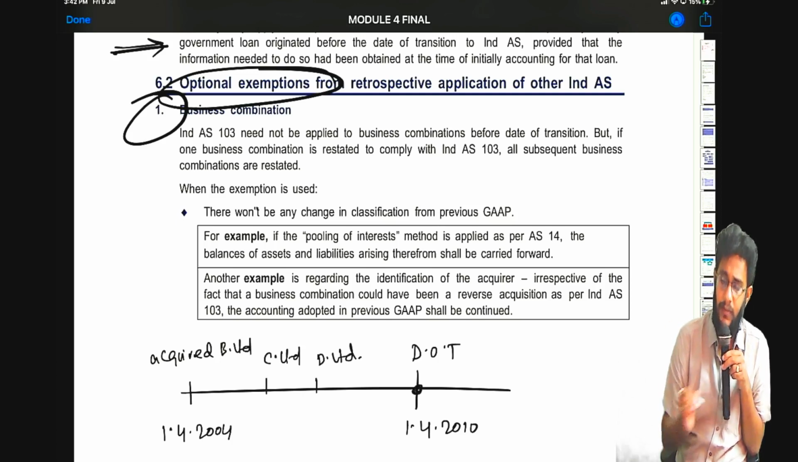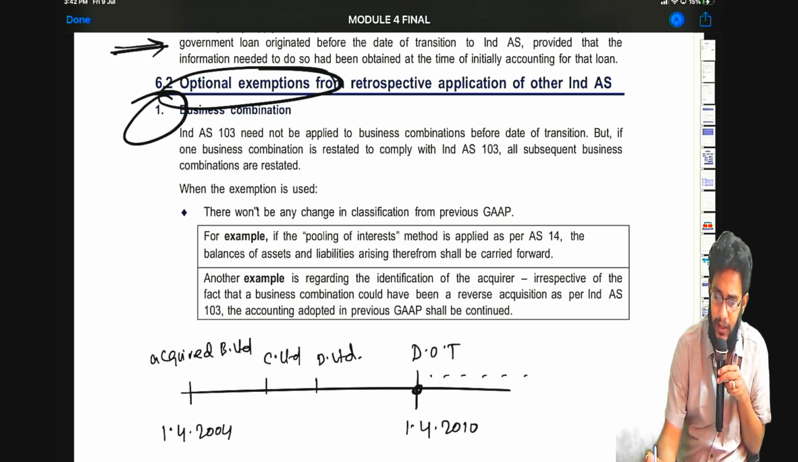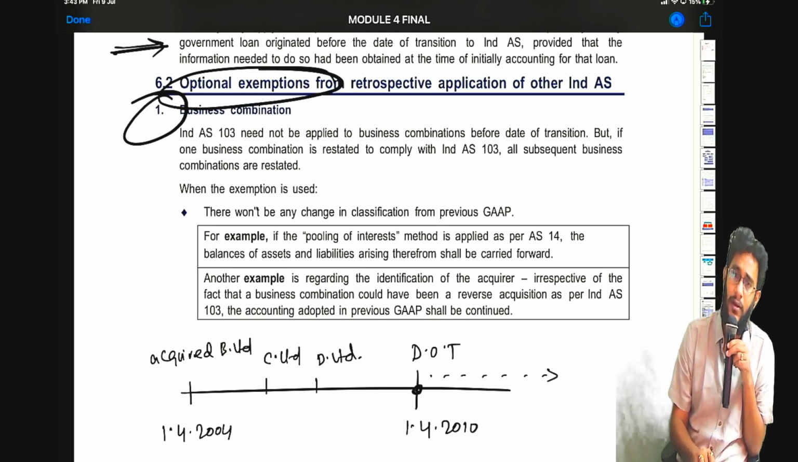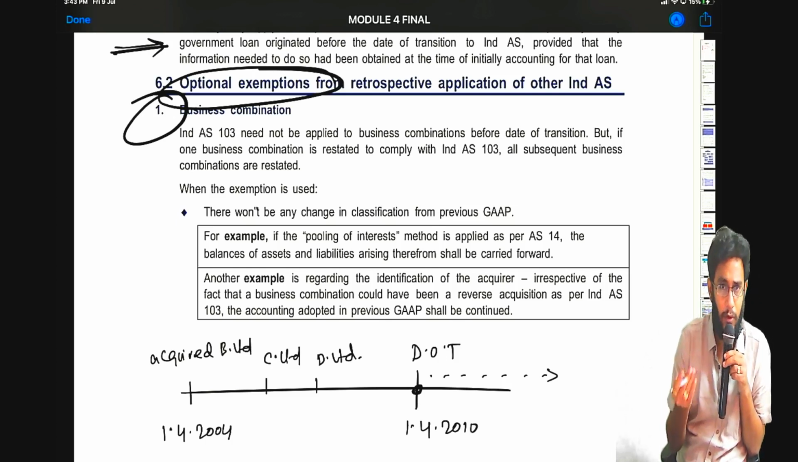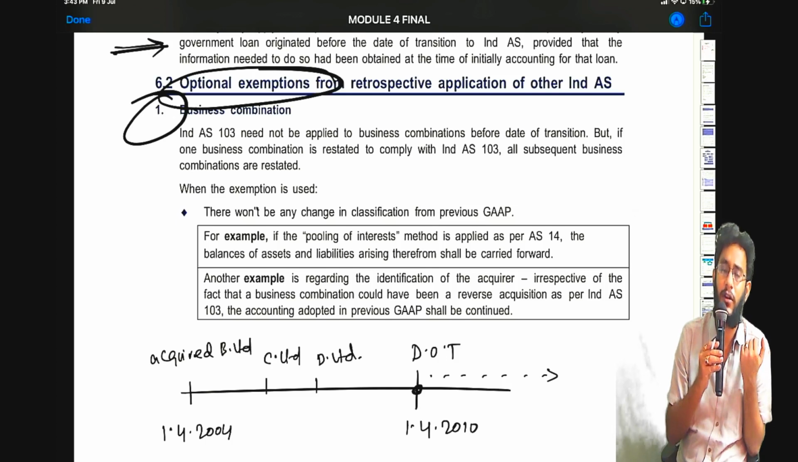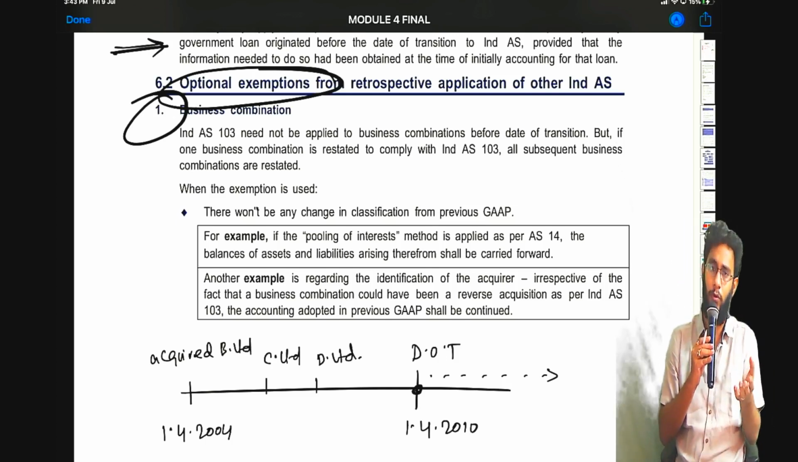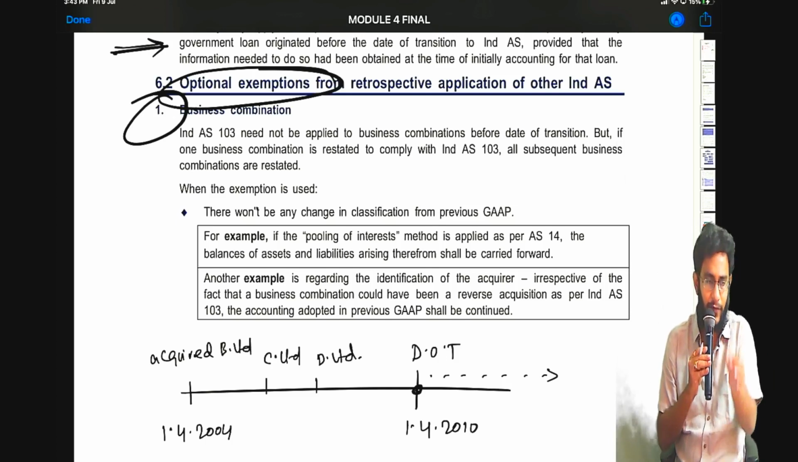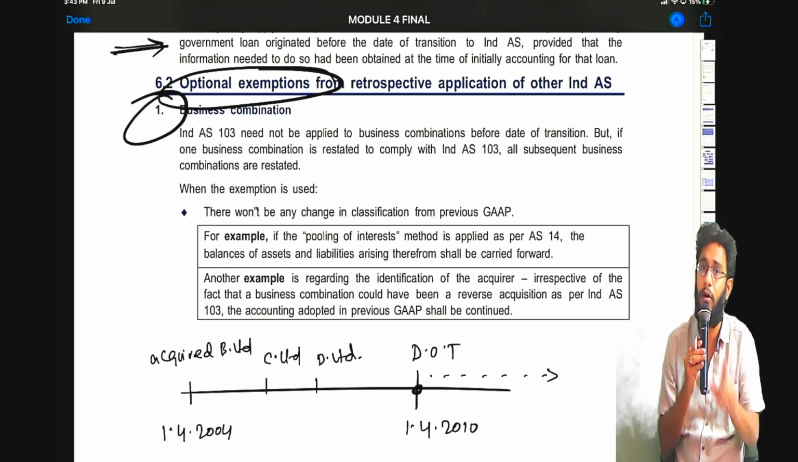On this date, what Ind AS 101 says is, "Forget it, whatever has happened has happened. From hereafter you apply Ind AS 103. This is a choice you have." Suppose you say, no, I will apply 103 retrospectively. Sir, from which date will I do it retrospectively? Your choice. If you want to do it voluntarily with retrospective effect, you can. Select a date. From that date, every business combination has to be restated in accordance with Ind AS 103.